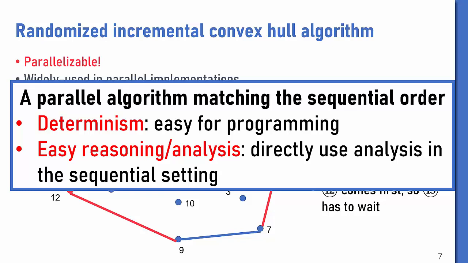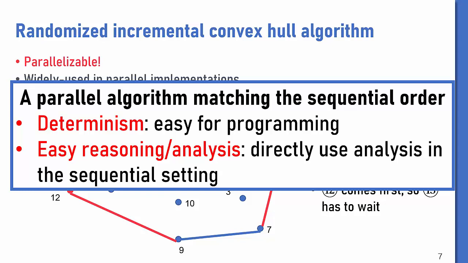This is beneficial in two aspects. First, the execution order is somewhat deterministic, which is easy for parallel programming. Second, since the operations in the parallel algorithm is equivalent to the sequential version, we can borrow some existing analysis in the sequential setting, so it's easy to reason about the algorithm.